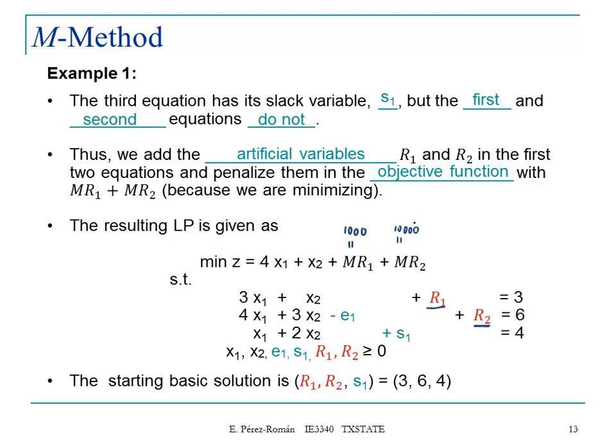Okay? So now we have the starting basic solution, because this will have a coefficient of 1, this one will have a coefficient of 1, and this one will have a coefficient of 1. Those three are the 3 variables that we need for our initial basic solution. So R1, R2, and S1 equal to 3, 6, and 4 is our starting basic solution.